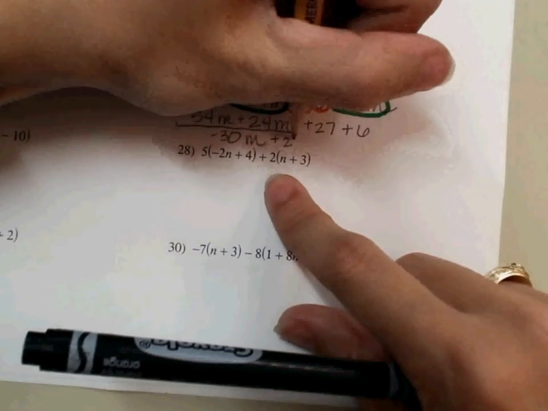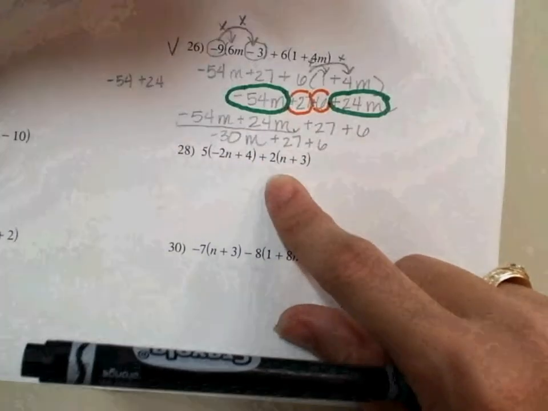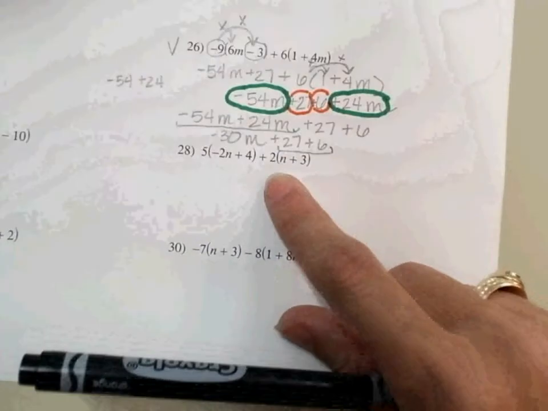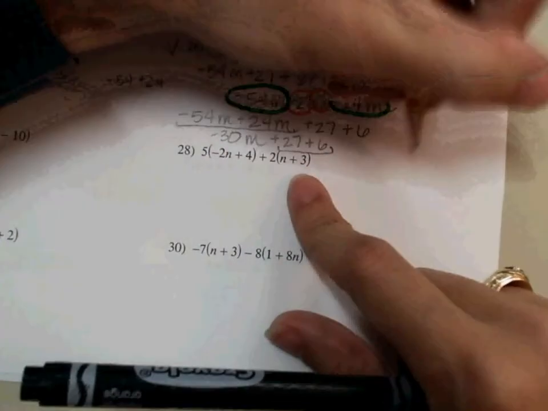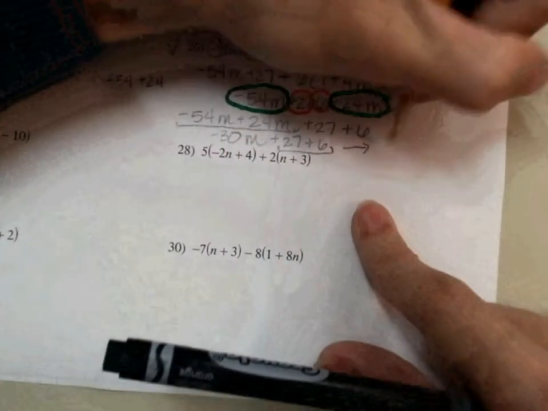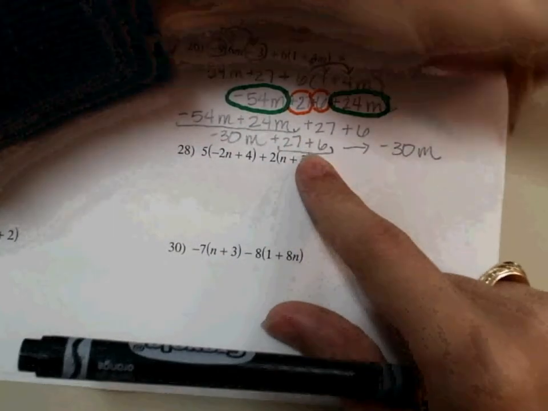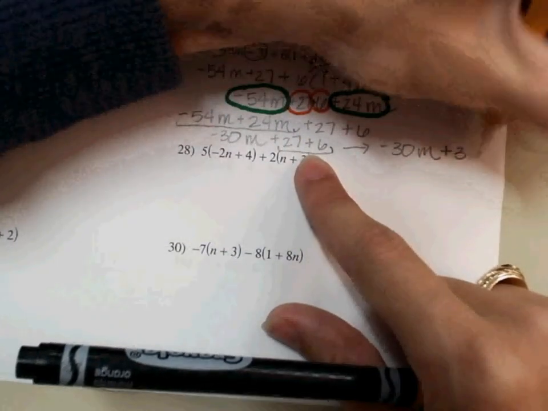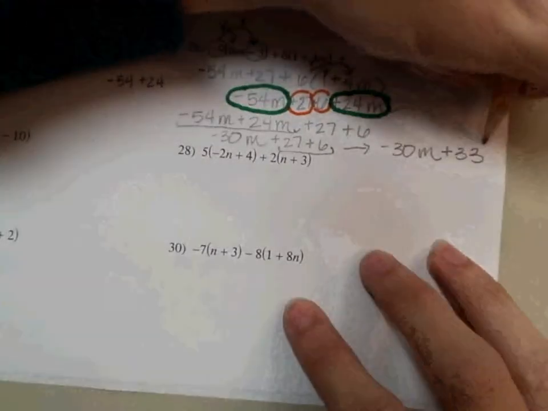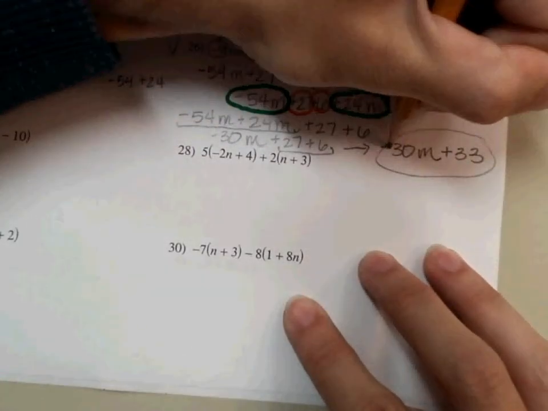All right, bring down everything else. Plus 27 plus 6. And guys, I bet you already know what 27 plus 6 is. I'm running out of room, so I'm just going to write it over here. Negative 30m. 27 plus 6 is going to be 33, and that's a positive 33, so don't forget your plus sign.